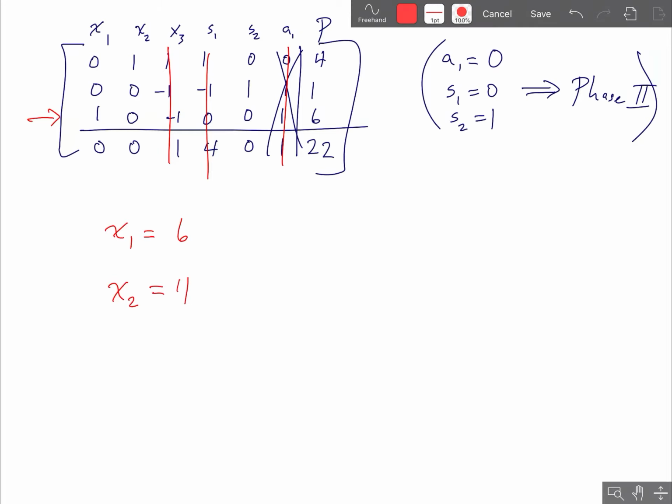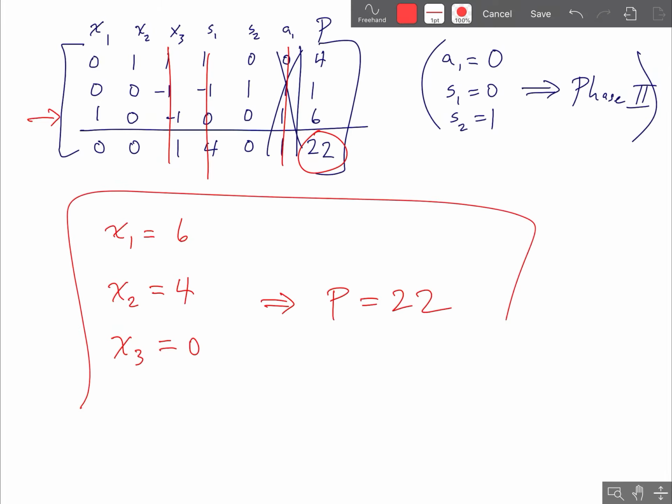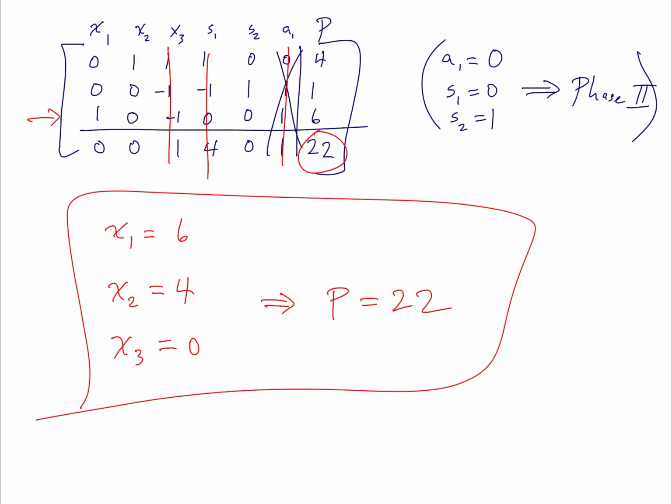The equation involving x2 just says that x2 is equal to 4. x3 was non-basic, so its value is equal to 0. And the corresponding value for p, remember we identify p with that bottom right value, so p would be 22. So we'll get a maximal p-value of 22 whenever x1 is equal to 6, x2 is equal to 4, and x3 is equal to 0.